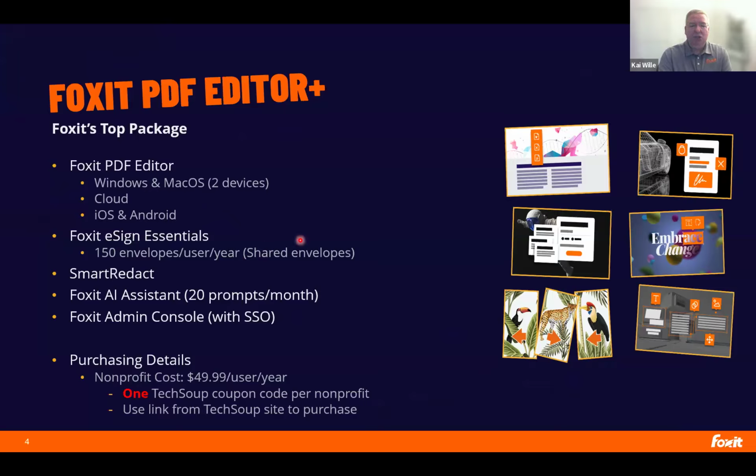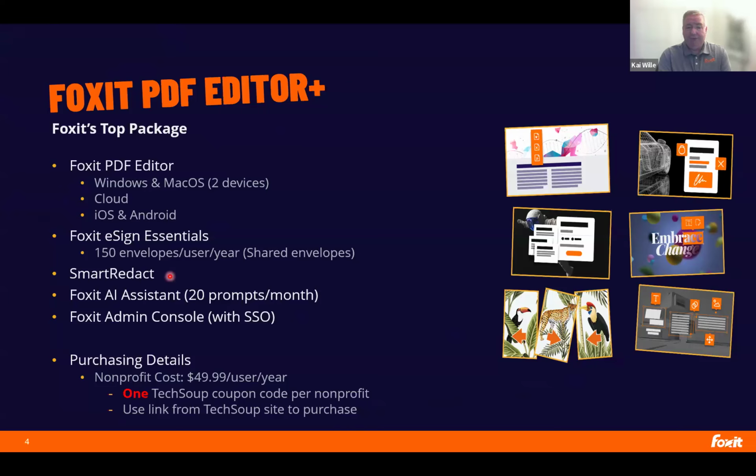But in fact, these are shared. So meaning if you buy two licenses, then two users will share 300 of these envelopes. Doesn't matter if one uses 290 or the other one just five. And then if you run out, no problem. Buy another license. That will add 150 to the pool for any of the users to share.